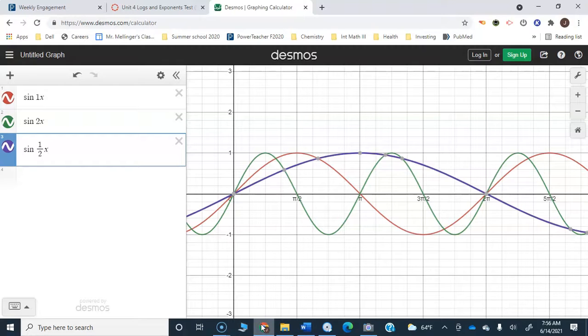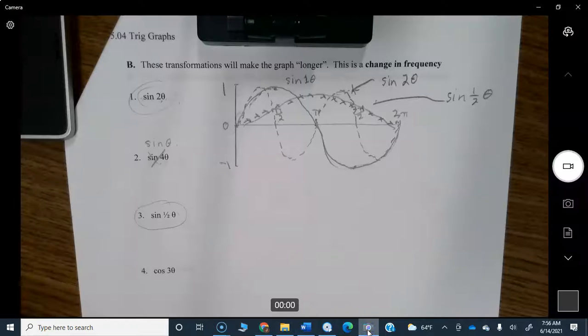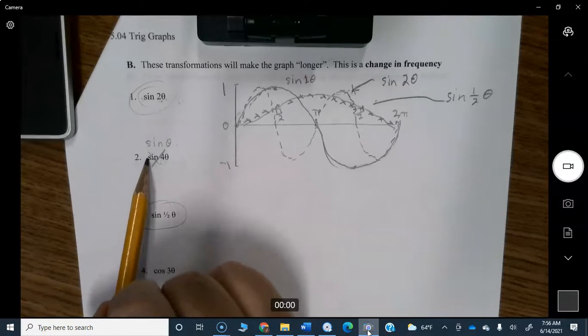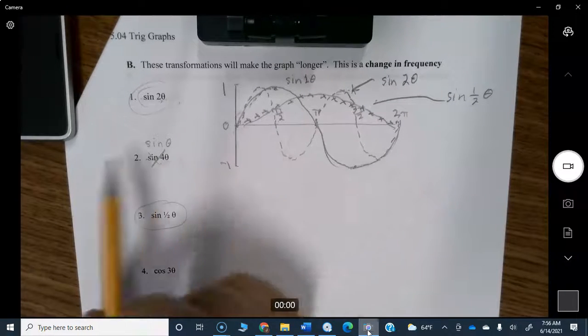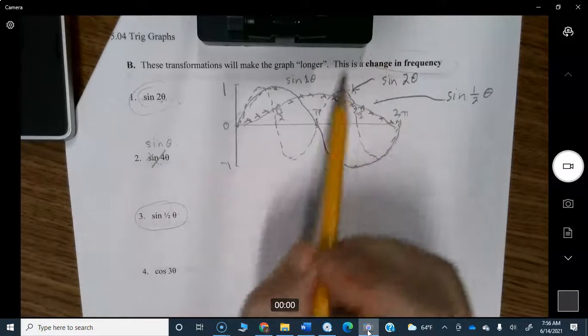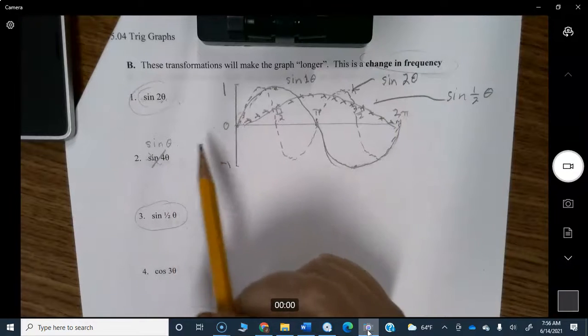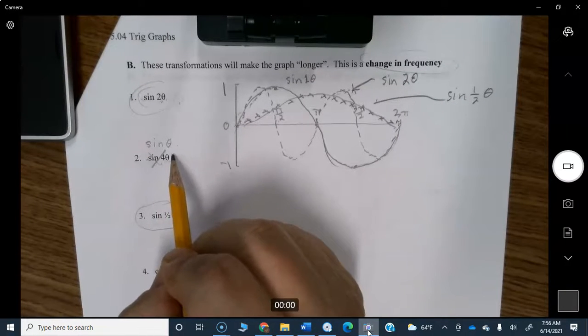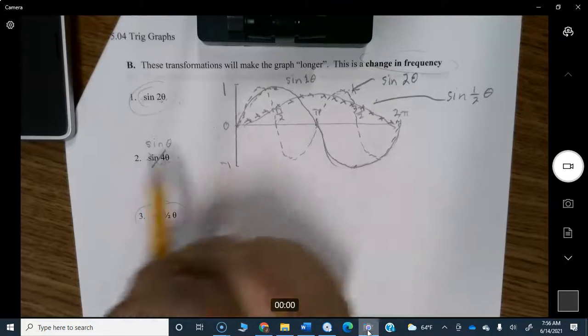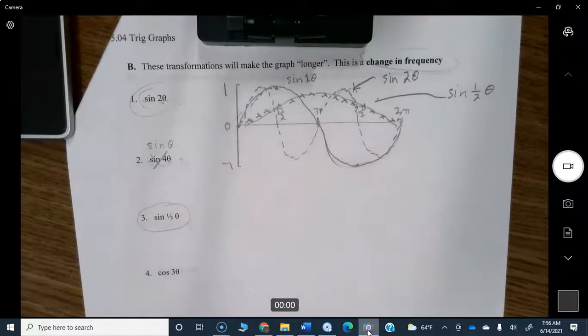So far we've dealt with a coefficient in front of the sine, that was amplitude. We've dealt with a coefficient in front of the angle, that's frequency. So that's called the change in frequency. It's how many times it cycles between 0 and 2 pi. The other thing we did was we added something to theta, and we saw how that shifted the cosine.